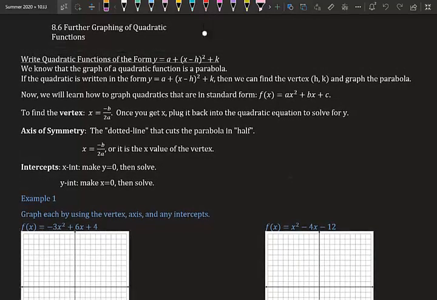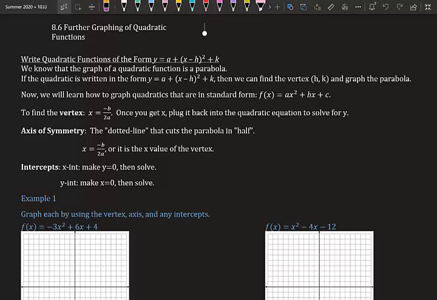8.6, further graphing of quadratic functions. So more ways to graph quadratics. So write quadratic functions of the form y equals a times (x minus h) squared plus k. So we know that the graph of the quadratic function is a parabola, which is the U shape, happy face, sad face. So if the quadratic is written in vertex form, then we can find the vertex h and k and graph the parabola. That's what we're doing in 8.5.